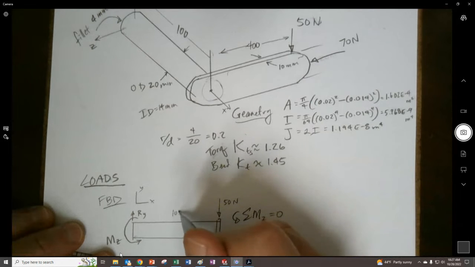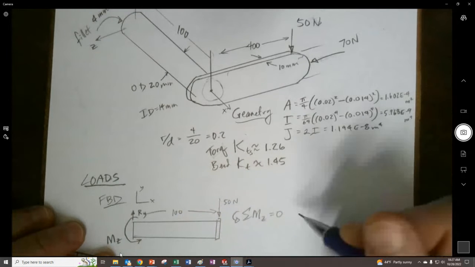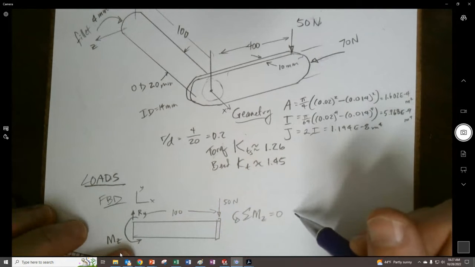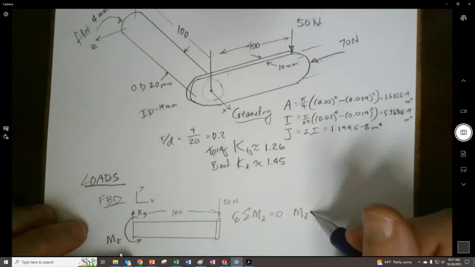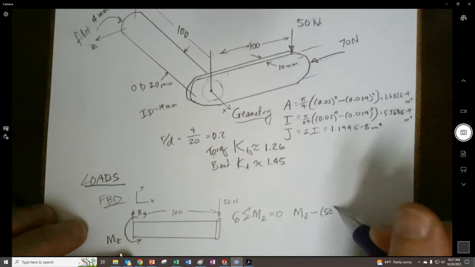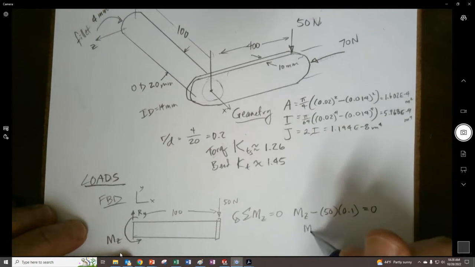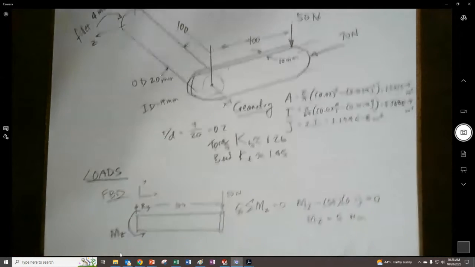And this distance was 100 millimeters. So I like to keep things in Newton meters along the way. So we're going to say that we have our reaction moment Mz minus our 50 times our 0.1. And I think I can do that in my head, that Mz as a reaction is going to be equal to 5 Newton meters. I could do it.